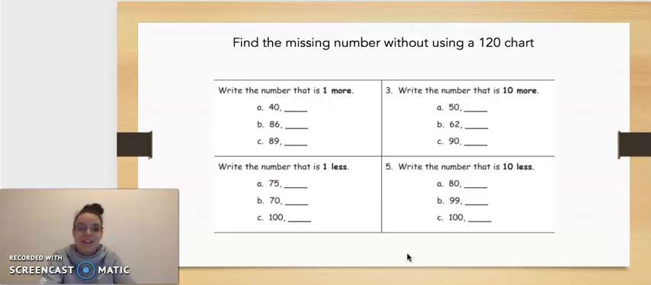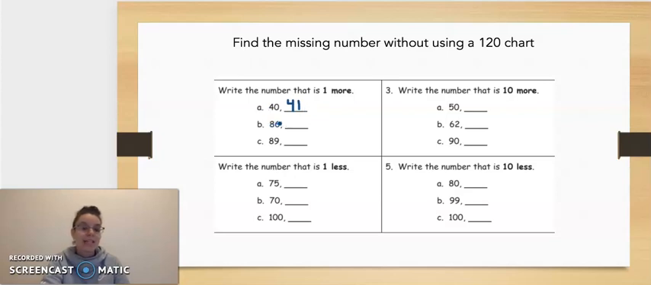Okay? All right. So now, let's get our pens or your fingers out, and let's get to practicing. Remember, we're not going to use the 120 chart today. If you really are struggling, you can go ahead and pull one up. But let's try to use our strategy of looking at the number in the ones place or the number in the tens place. Write the number that is 1 more. Okay? So that means that the number in the ones place is going to change. 1 more than 40 is 41. The 4 stays the same. The 0 changes to a 1.